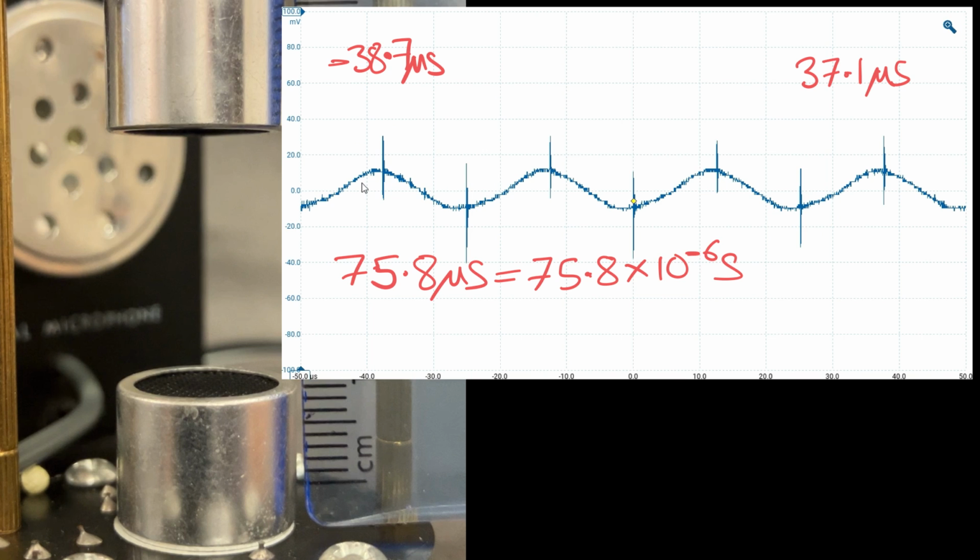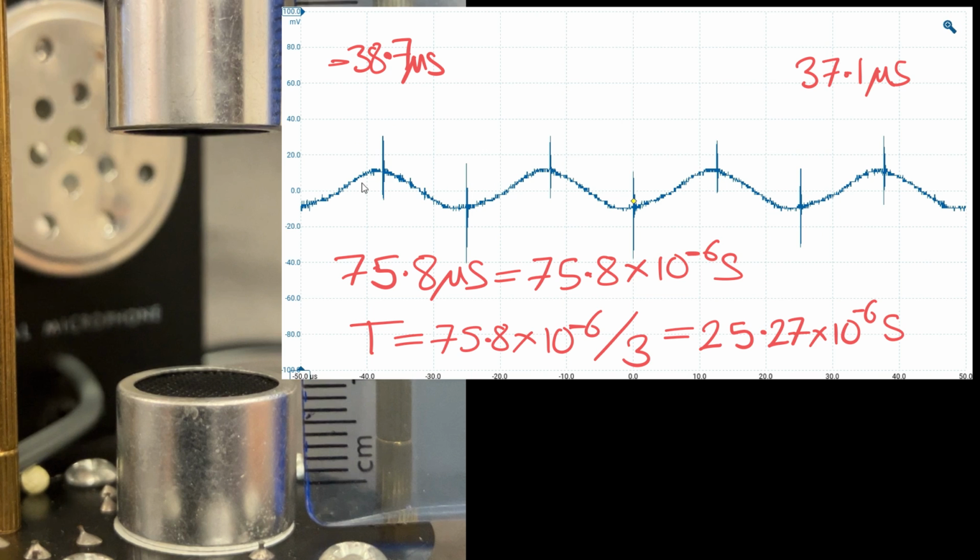That time corresponds to 1, 2, 3 time periods, which tells us that one time period is equal to about 25 microseconds. We can calculate the frequency using frequency is 1 divided by the time period. And if we substitute in our value for the time period, that gives us a frequency of 39,600, or to two significant figures, 40,000 again, which is nice and consistent.